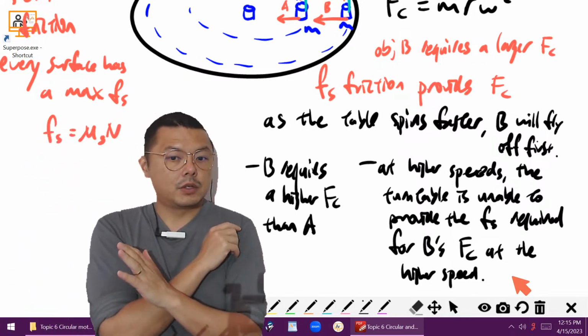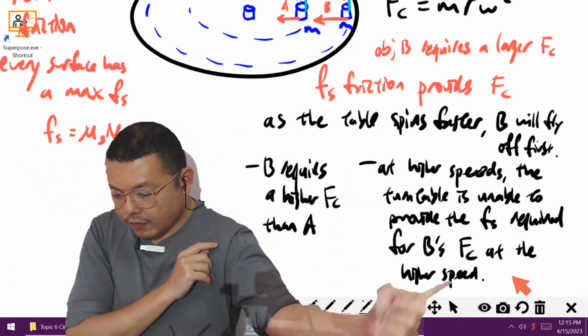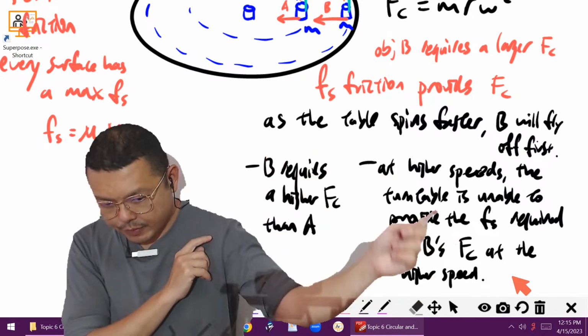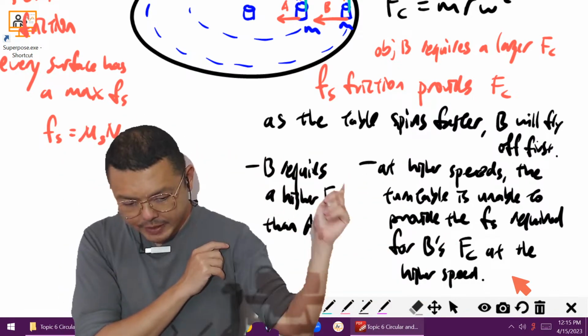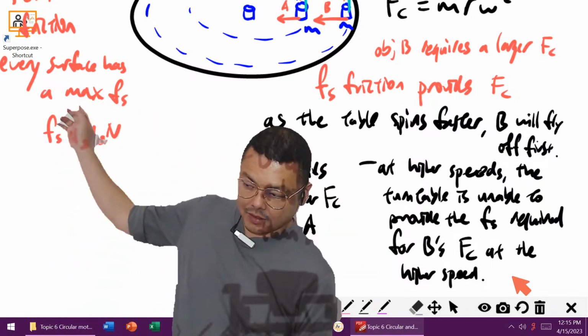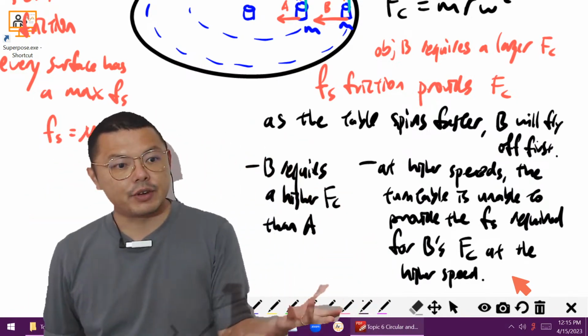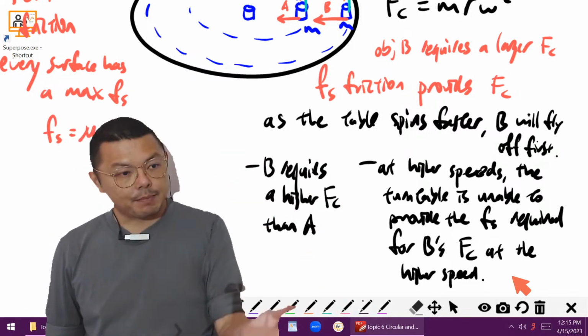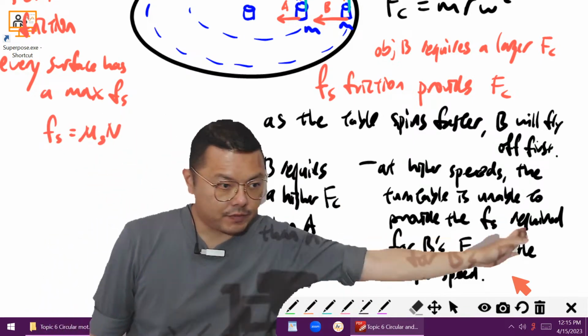Okay? So one more time, the rule is this: if you want to go faster around, you must have more centripetal force. Then your question will be, can you provide? Is there enough of this force to provide for the centripetal force required? If you can't provide, the object will fly off.